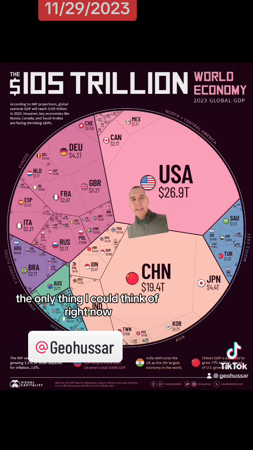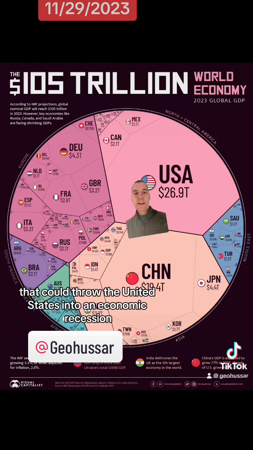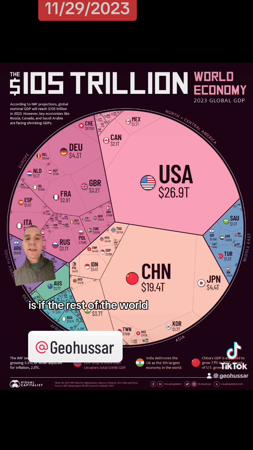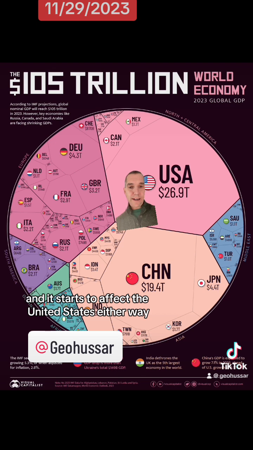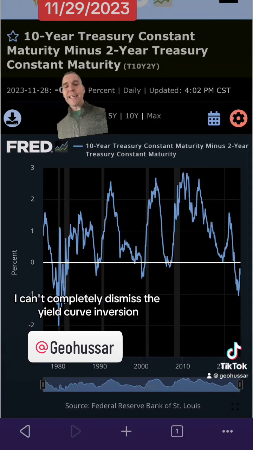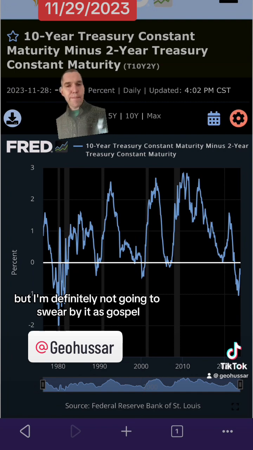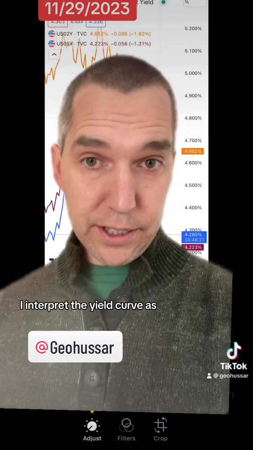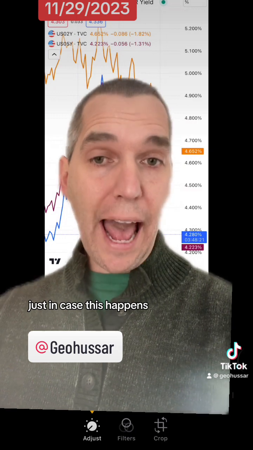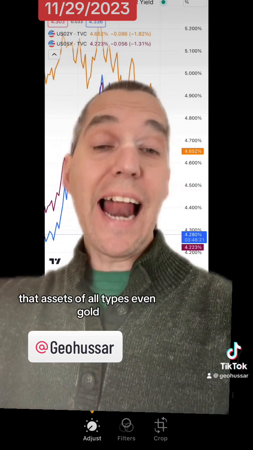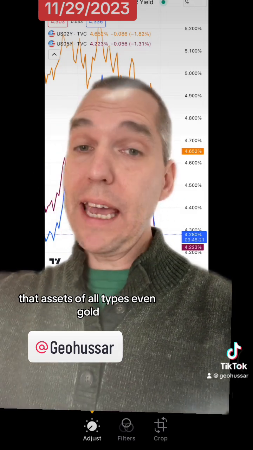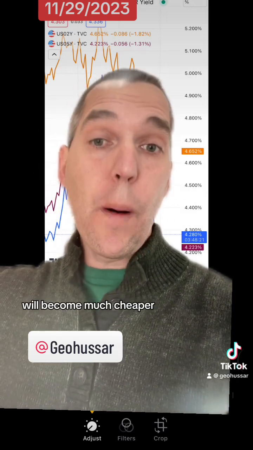The only thing I could think of right now at the top of my head that could throw the United States into an economic recession is if the rest of the world suffers a recession and it starts to affect the United States. Either way, I can't completely dismiss the yield curve inversion, but I'm definitely not going to swear by it as gospel. I interpret the yield curve as, just in case this happens, hold a lot of cash because there's a chance that assets of all types, even gold, will become much cheaper.